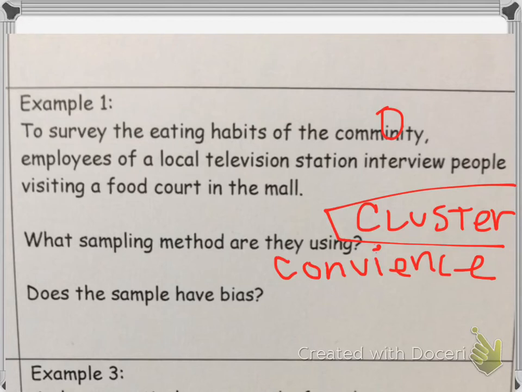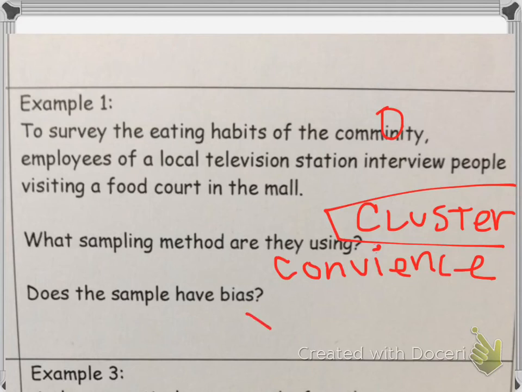The question is, does this sample have bias? So let's remember again what they're trying to ask and whether or not a group of people is being overrepresented. So does the sample have bias? We want to know about the eating habits of the community, and we go to the food court at the mall to ask questions. Well, doesn't that almost already tell us what kind of people or what kind of food habits we're going to be asking?